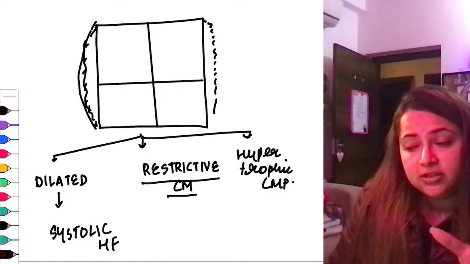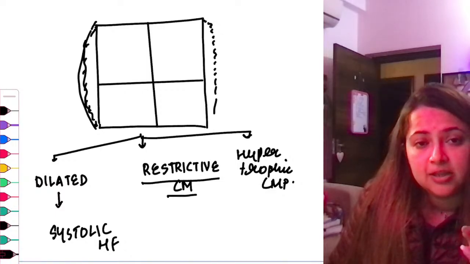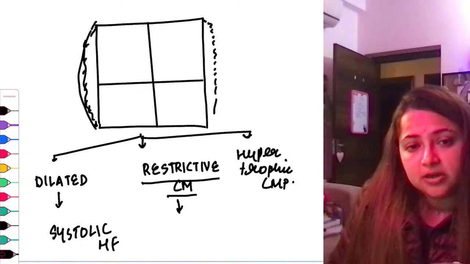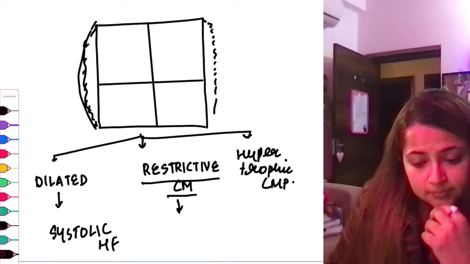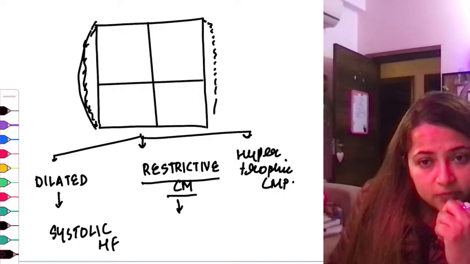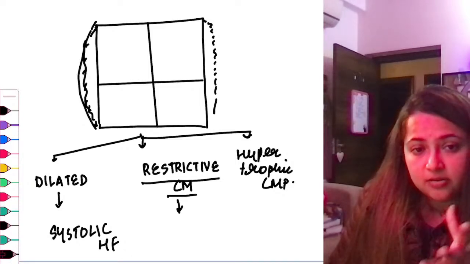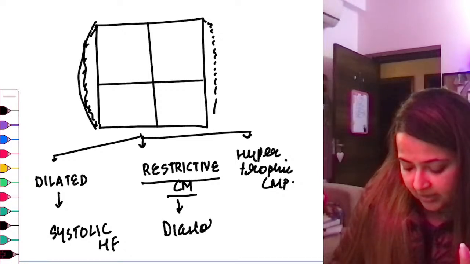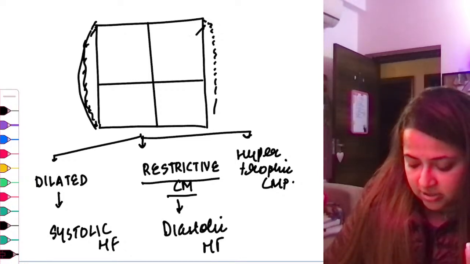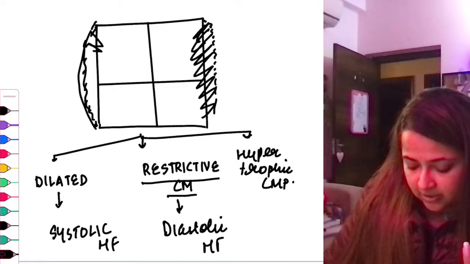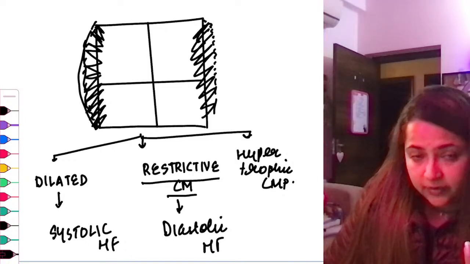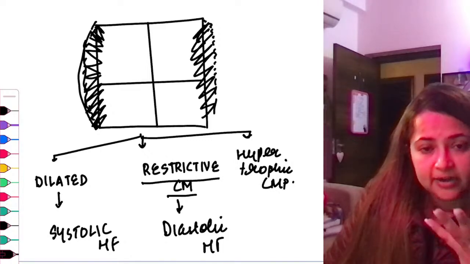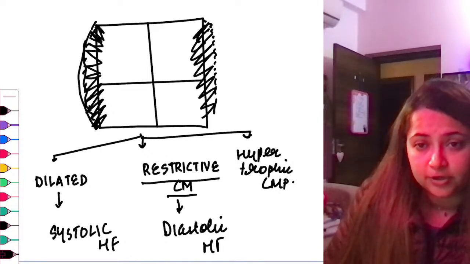In case of restrictive cardiomyopathy, this occurs due to infiltrative conditions, for example, sarcoidosis, hemochromatosis. All the infiltrating conditions that lead to the deposition of certain substances. So what type of heart failure do you expect in restrictive cardiomyopathy? Your answer is diastolic heart failure. Why? Because imagine there is a restrictive cardiomyopathy, the substances have infiltrated. So the heart will have problems in relaxing or dilating. So diastolic heart failure.